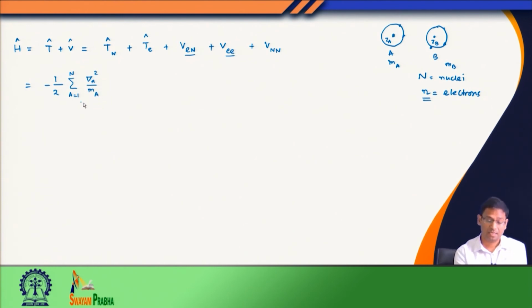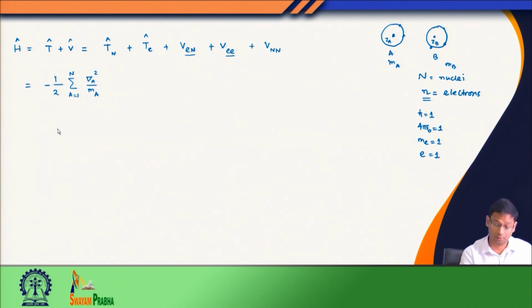Here you see this is the kinetic energy, where h bar is in atomic units, so I have defined h bar as 1, 4 pi epsilon 0 as 1, the mass of the electron as 1 and the charge of the electron as 1. This is the kinetic energy operator coming from all the nuclei. In this case I have of course 2 nuclei, so A will go from 1 to 2. In case I have more than 2 nuclei, I can still write this.